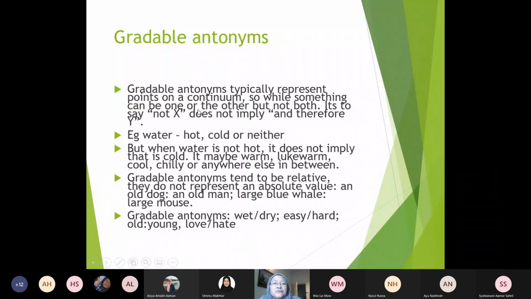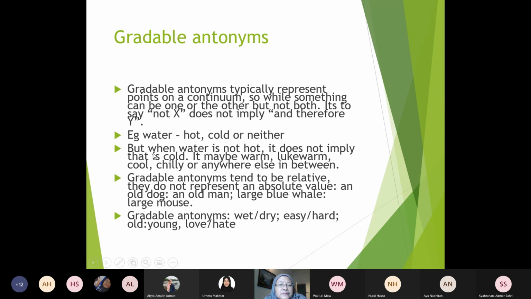So while something can be one or the other but not both, it's to say not X does not imply and therefore Y. So for example, water is hot, cold. Water, hot, cold, or neither. But when water is not hot, it does not imply that it is cold. It maybe is warm, lukewarm, cool, or chilly, or anywhere else in between.